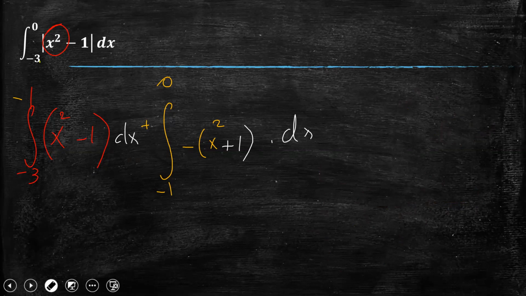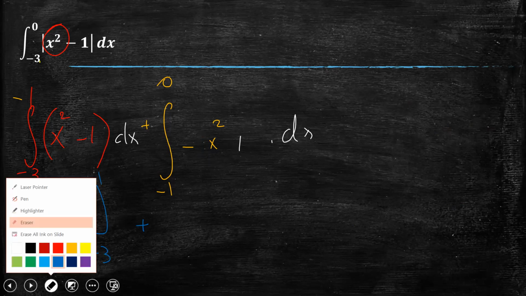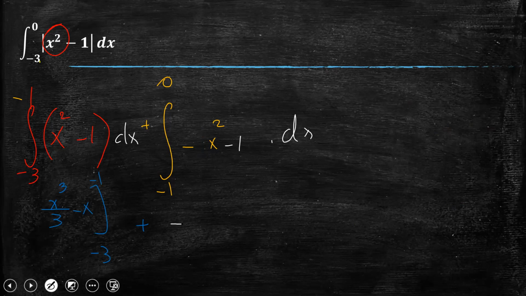Now let's continue here. We have x squared minus 1. Let's integrate it as x cubed over 3 minus x from negative 3 to negative 1, plus this minus sign multiplied with x squared plus 1. So let's change the sign. It will be negative x squared minus 1. So negative x cubed over 3 minus x. No, plus 1, teacher, because the equation was x squared plus. Okay, now I understand.